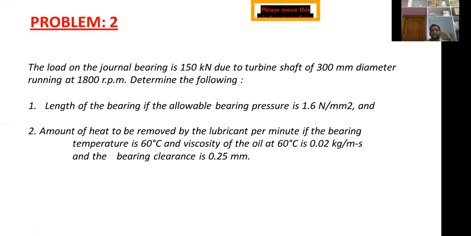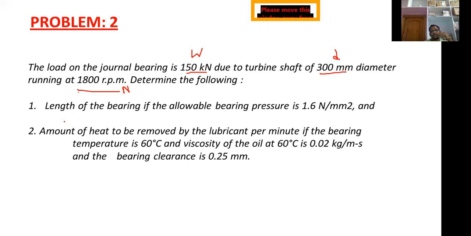From this question, this one is the load on the shaft or load on the bearing. The load is given as 150 kilonewtons, so that value you have to convert into newtons: 150 into 10 power 3, that is 150,000 newtons. Now this is the diameter of a shaft, small d. The shaft is running at a speed of 1800 rpm, so this value is capital N, the speed of a shaft in rpm.